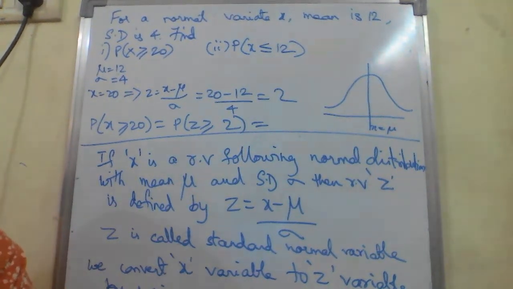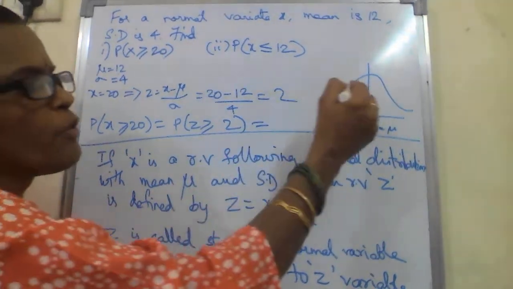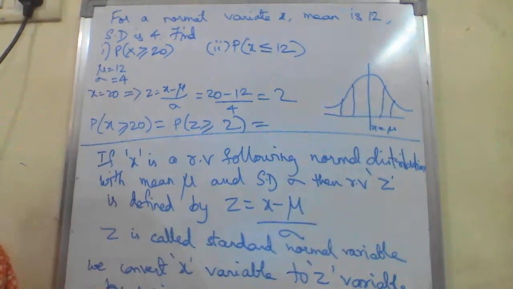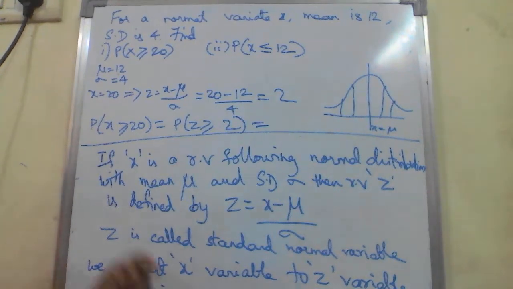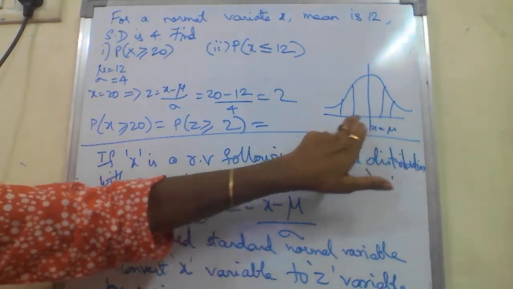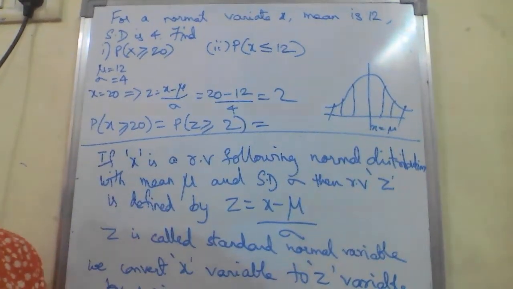So I have given you some characteristics of this normal distribution. Yesterday I told that approximately 68.26% of the values lie between plus or minus 1 standard deviation from mu, about 95.5% of the values lie between mu plus or minus 2 standard deviations, and in the same way approximately 99.7% of the values lie between z equal to plus or minus 3.